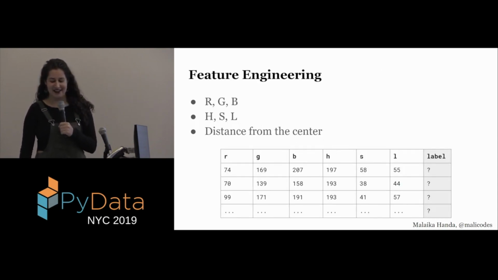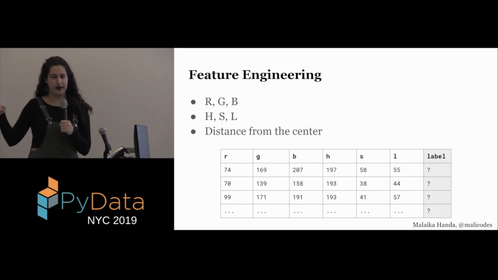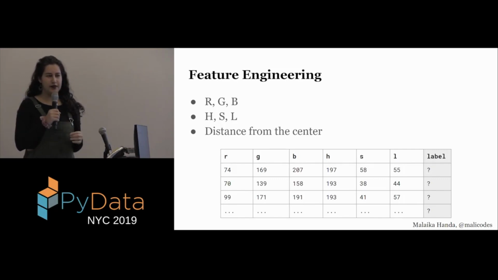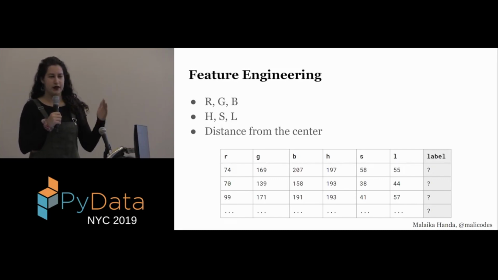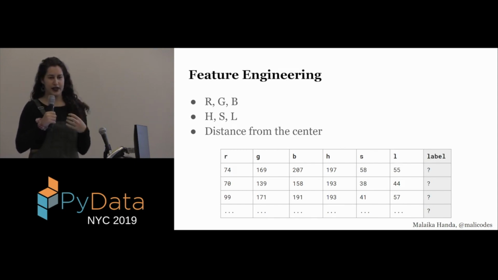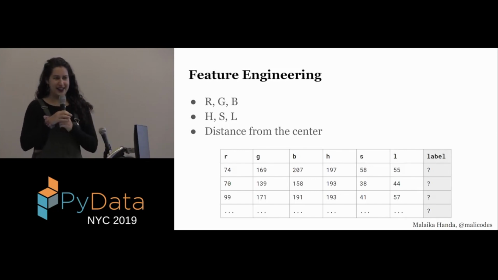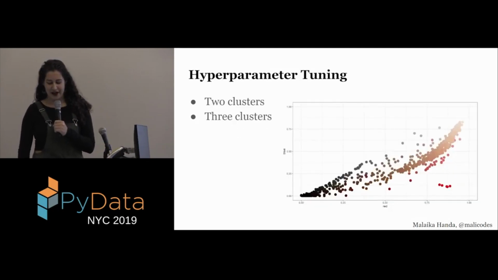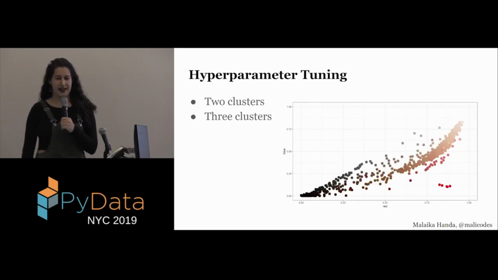So in this case, my features, I started with RGB, and I expanded them to also include HSL. I played around with using the distance a pixel was from the center of a photo. The idea was that skin is sort of concentrated in the center of a photo because faces are round and the image is square, but that didn't really work, so I ended up cutting that. Then for hyperparameters, k-means is really nice because there is exactly 1 hyperparameter, and it is the number of clusters.